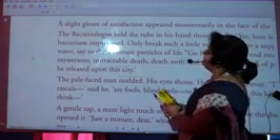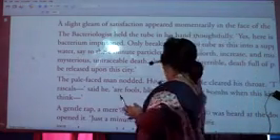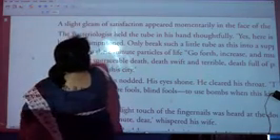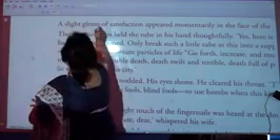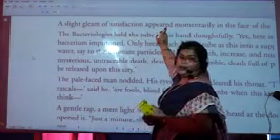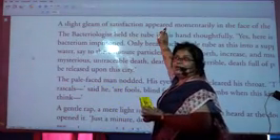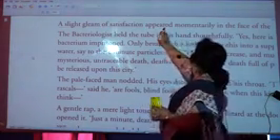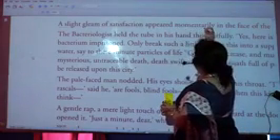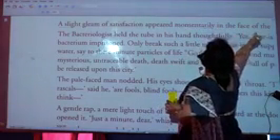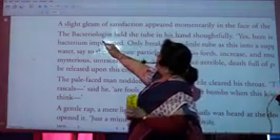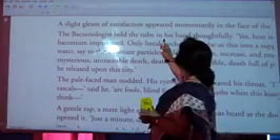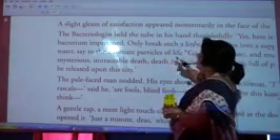A slight gleam of satisfaction appeared momentarily in the face, a slight gleam of satisfaction. On whom? Appeared momentarily for some time in the face of the bacteriologist, who held the tube in his hand thoughtfully.